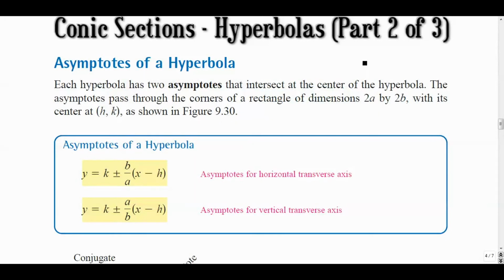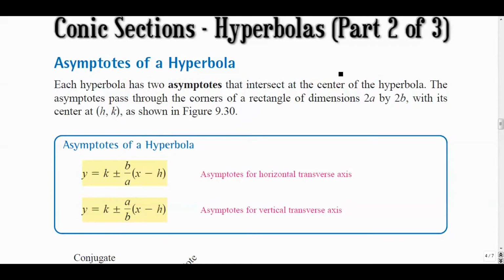This is part 2 of hyperbolas. Hopefully, if you're watching this, you've just watched part 1 of the hyperbola video series. In this video, we're going to look at asymptotes and make some sense of these crazy things.